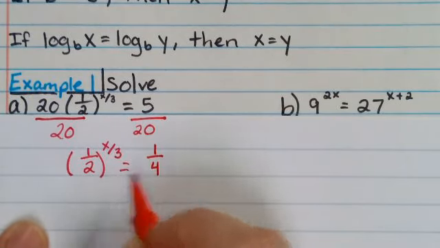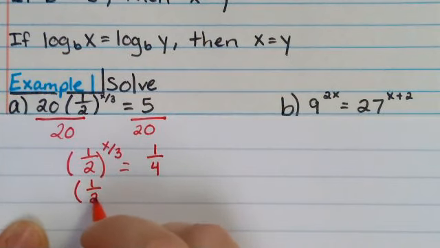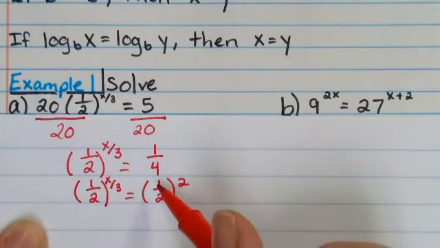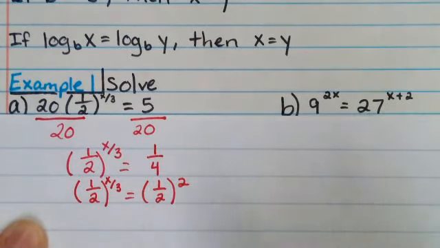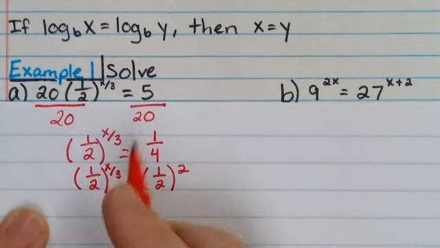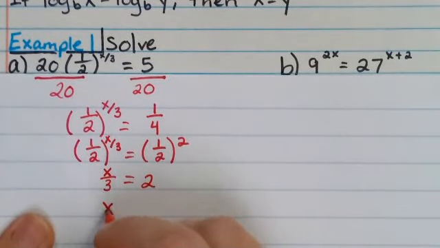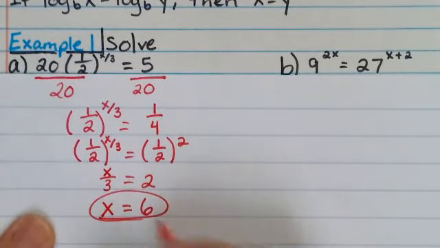This is 1/4. However, 1/4 can be written as 1/2 raised to the second power, right? If you squared 1/2, 1 squared is 1, 2 squared is 4, 1/4. So that's the same thing. And so at this point, now I do have it set up. It only took a couple steps, but now it does look like that property we had. And I can just drop those bases and say x over 3 equals 2. Last step, multiply both sides by 3. You end up with x equals 6.